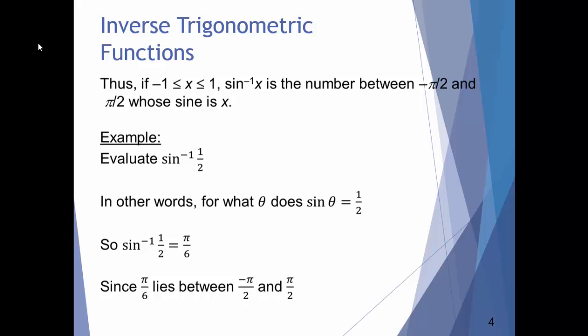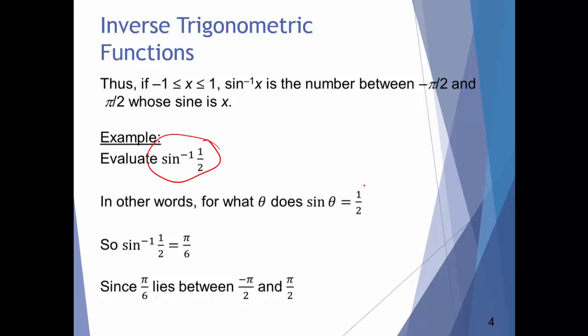So if we were to look at the example and we were asked to evaluate the sine inverse of 1/2, what this is specifically asking us is, 1/2 is a ratio, because this is a sine inverse function. That is the ratio of the y value to the radius. But it's usually helpful to think of that as the y value is 1/2 and the radius is 1 in our unit circle. In other words, for what angle theta does the sine of that angle equal 1/2? That's what this question asks us.